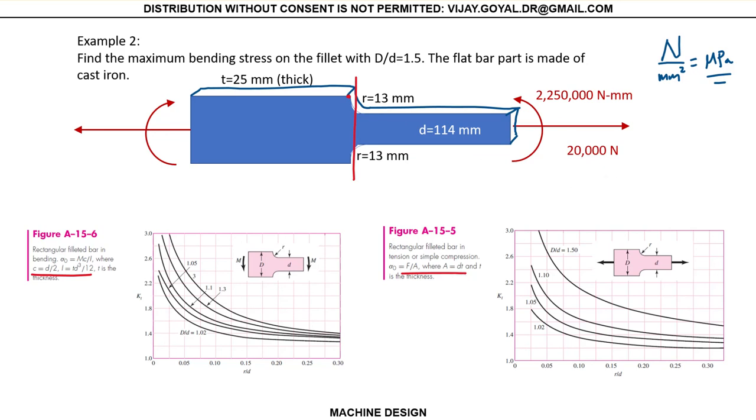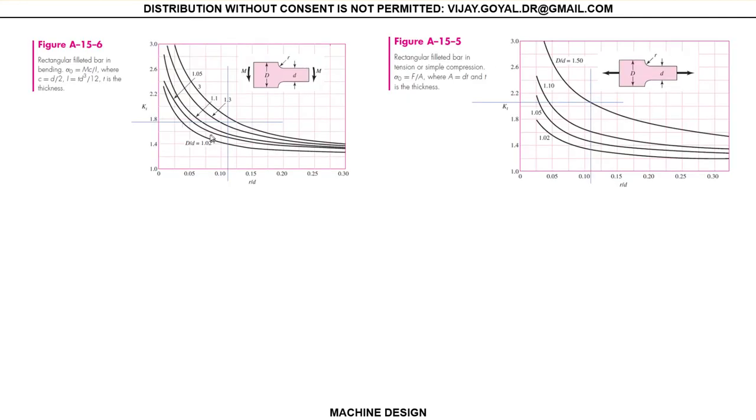So if we were to do this now, first of all, I need to know what my r over d is. r over d is 13 over 114, and that gives you a value of 0.11. Also, I need the value of big D over small d, and that's given in the problem, 1.5. So I have this, and I can go to the table and find what your stress concentration factors look like.